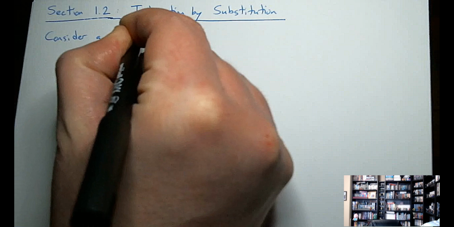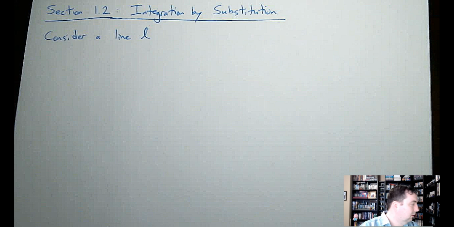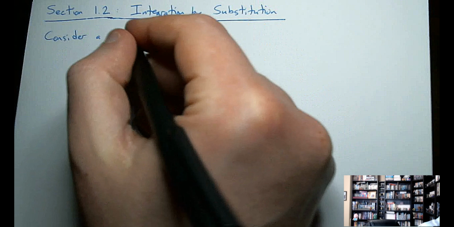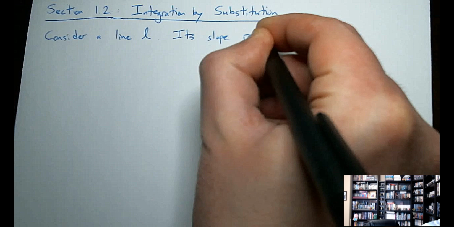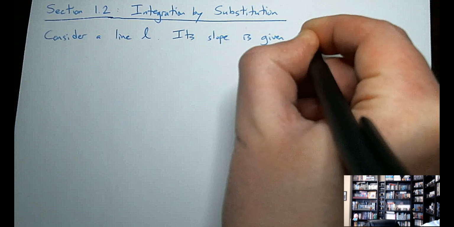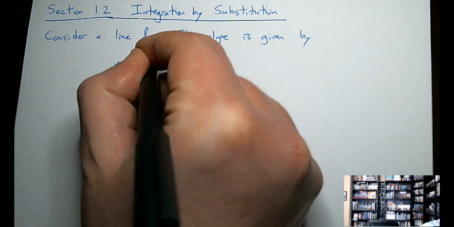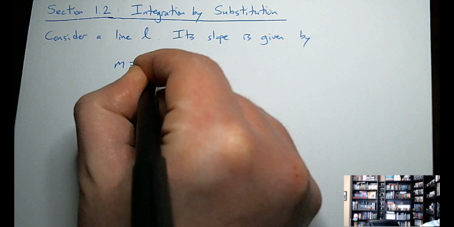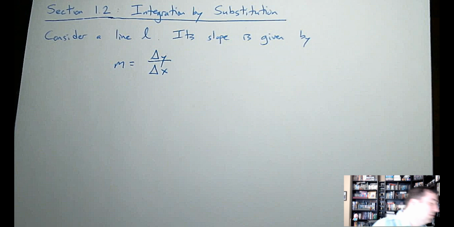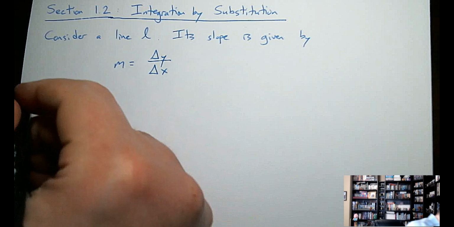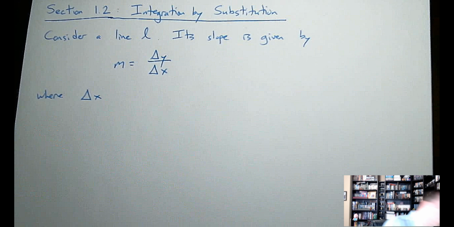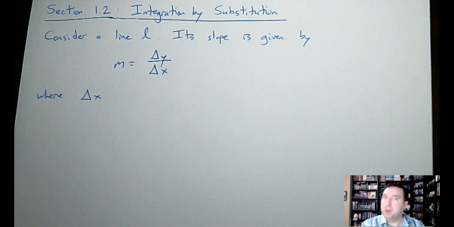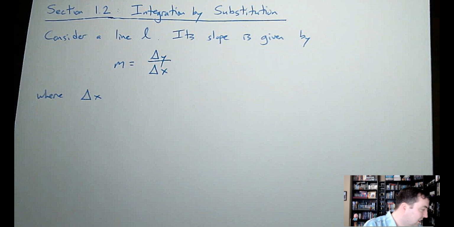So let's consider a line, let's just call it L in general. Its slope, we know that that's given by, we call it m. Well, that's the change in the y-coordinates divided by the corresponding change in the x-coordinates. So delta x here, and I know I'm probably telling you something you already know, but it's good to remind ourselves of these things occasionally. This is going to lead somewhere momentarily.